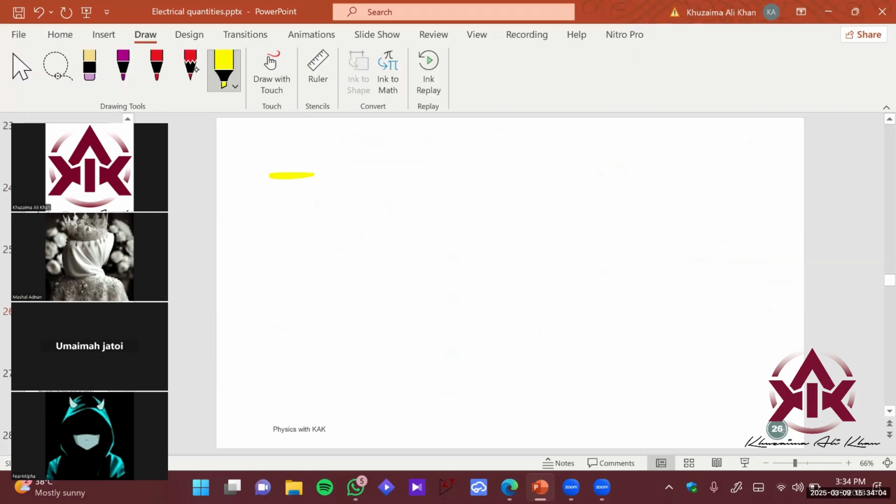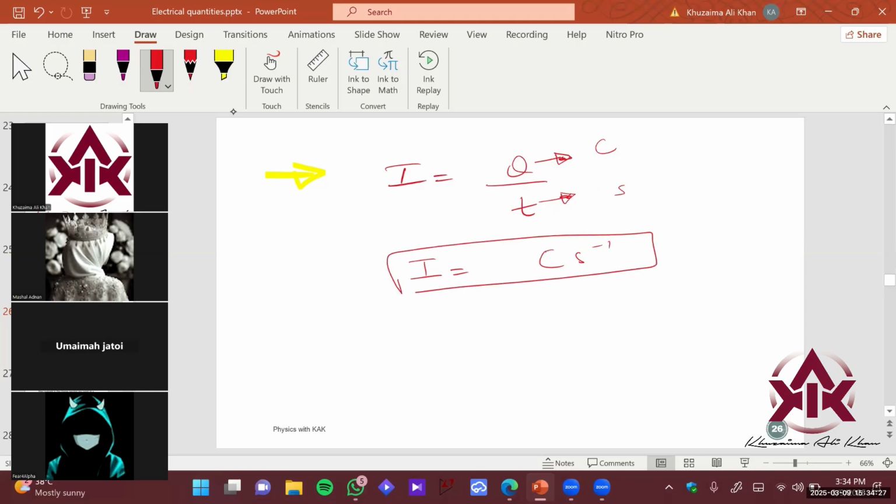So just recall this formula of current. The current is basically charge upon time. The charges are measured in coulombs and the time is measured in seconds. So one possibility for the unit of current is coulomb per second. But the person who discovered this was Ampere, so we also have a representation of amperes in base quantities. That is, 1 ampere is basically 1 coulomb per 1 second.